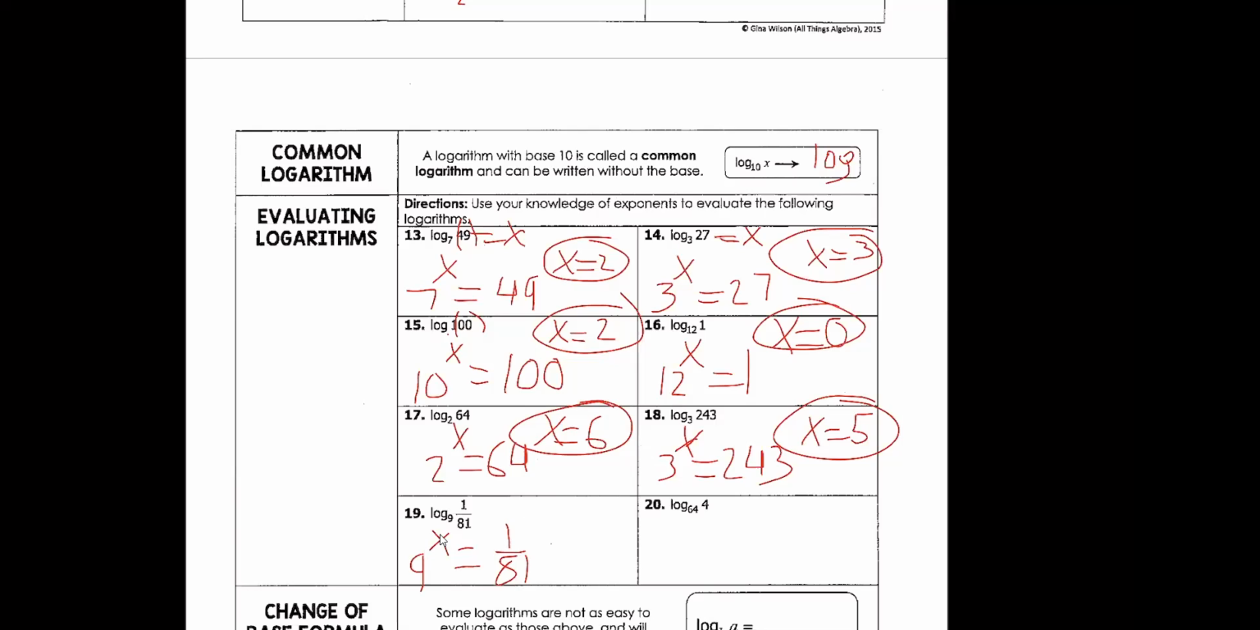You want to ask yourself what power would give you 81? So that would be 2, but since it's the reciprocal or flip, this would be negative 2. Remember, anytime you have a fraction like 1 over something, you're going to have a negative exponent to flip it, and then think about what power would give you that 81.